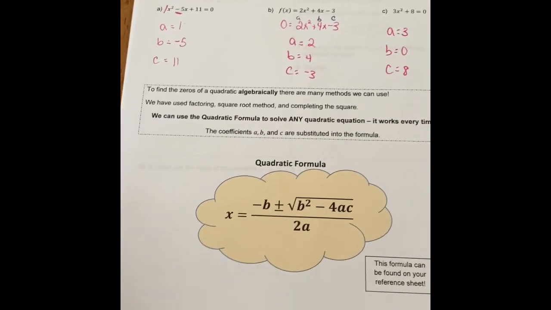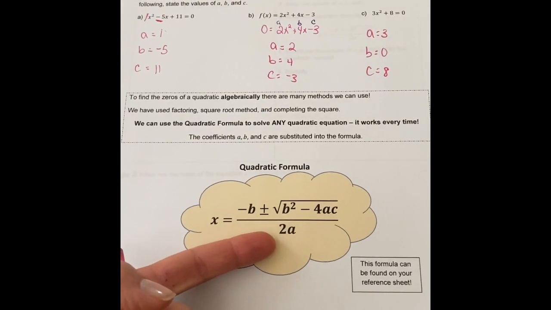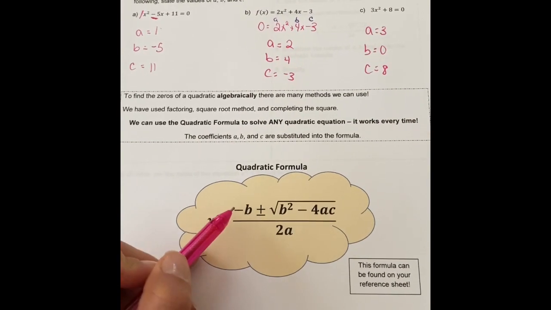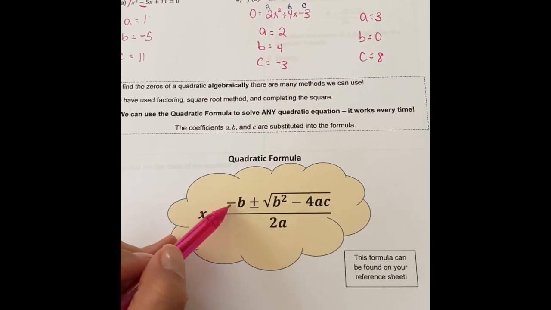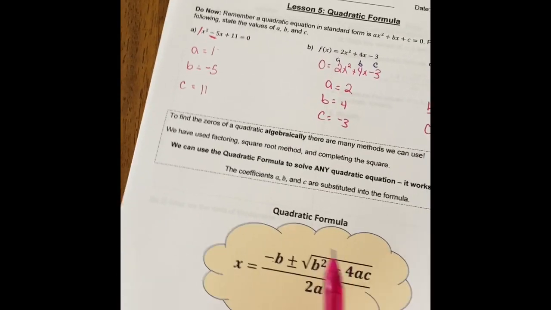All you need to know are the A, the B, and the C, and you use the equation right here. One thing I want to make sure you realize is the -B means that you do the opposite sign of what B is, okay? And we'll practice with that in a moment.